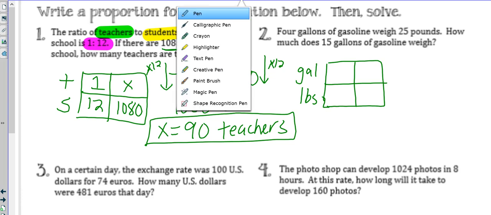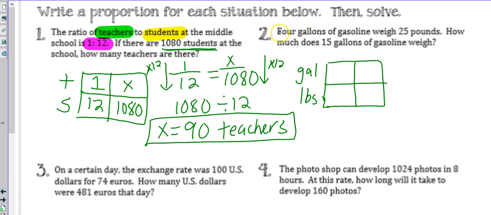Okay, let's look at how you did. 4 gallons of gasoline weigh 25 pounds. And then how much does 15 gallons of gasoline weigh? So now I've kind of organized my information using the highlighter. So gallons is going to go here. I have 4 gallons, and that weighs 25 pounds. And so how much does 15 gallons of gasoline weigh? I'm going to put 15 here. And then I don't know its weight. Oh, excuse me. Messed that up.